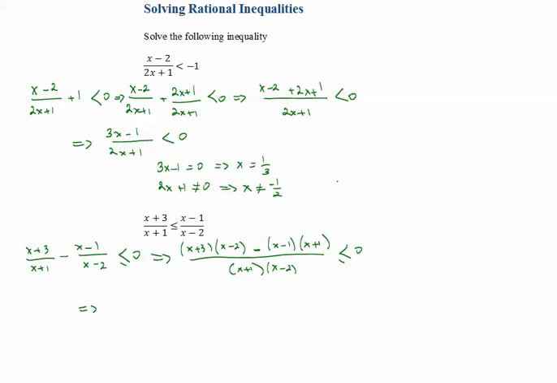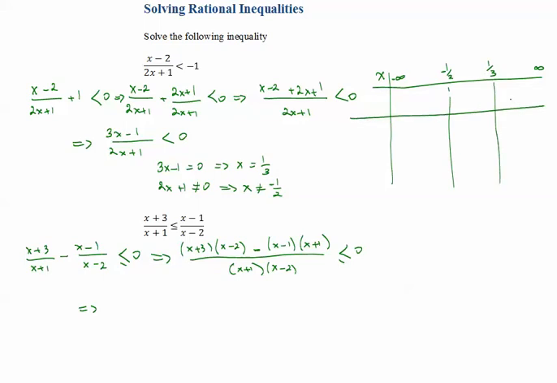Now we use the table to check the sign of this rational function. So the number line for x goes from negative infinity to infinity. And somewhere in the middle we have -1/2, which is the smallest, so it comes first, and then 1/3. So we're going to check what happens next to these two critical points.